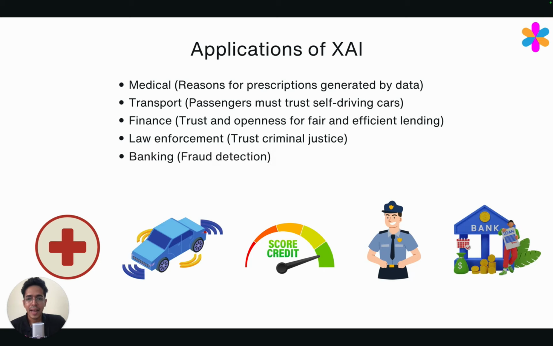And in the banking system, let's say you are using your credit card, and suddenly when you swipe your card or use it for a transaction, your bank uses an AI system to block your card because they detected fraud using their AI system. Ideally, if they are using an AI system, they are liable to explain to you why this particular transaction was detected as fraud or marked as fraud.